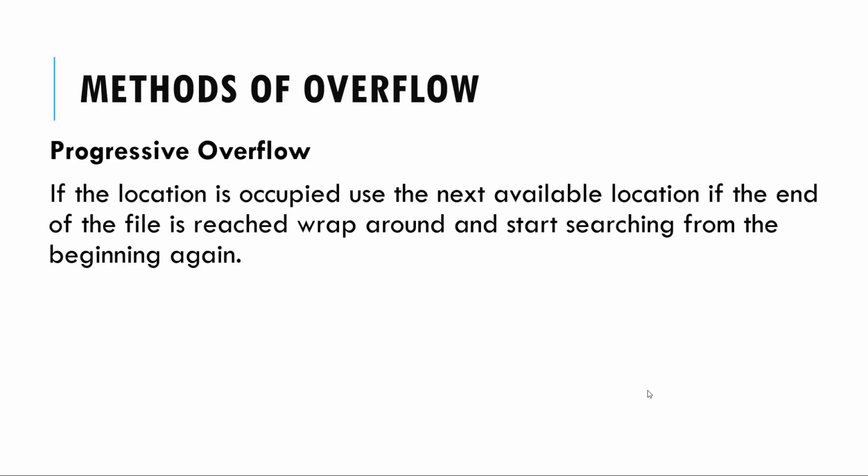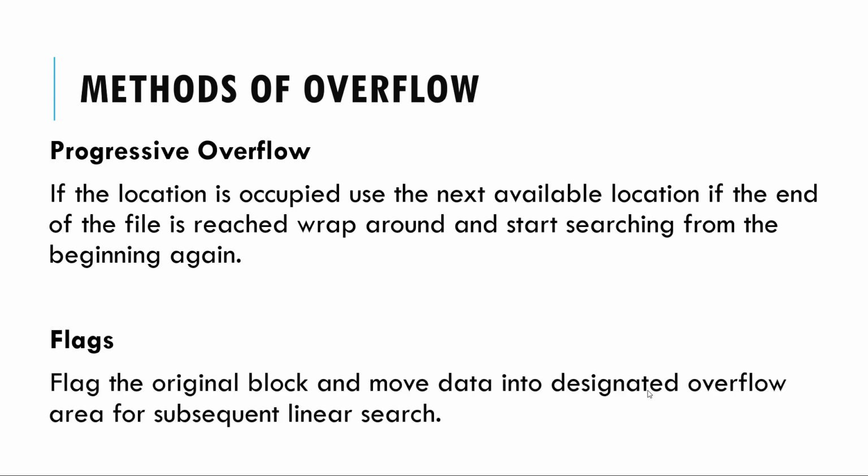So we've got a couple of different types of methods. You've got progressive overflow, where if the location is occupied, we go to the next available location, and if the end of the file is reached, we wrap around and start searching from the beginning again. So we might go through our block again, looking for new spaces that get freed up. If not, we just keep looping around, and that can be a bit of a waste of time. Or we can flag the block. Flag the original block and move data to the designated overflow area for subsequent linear search.